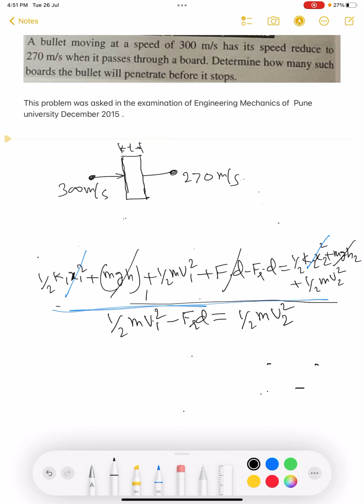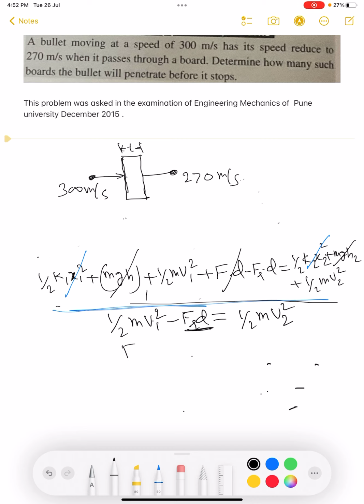And what is this Fr into D? This is energy lost, or not lost, energy eaten away by the frictional force. Now what you can find out in this equation is this Fr into D. So what is this D? The D is essentially the thickness, because the bullet is entering here and coming out here. So let's find out Fr into D.